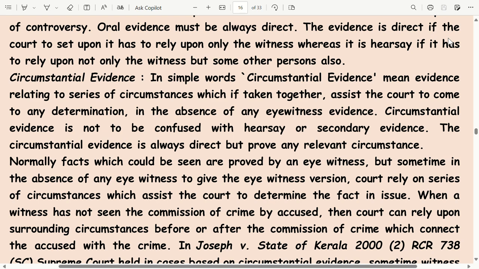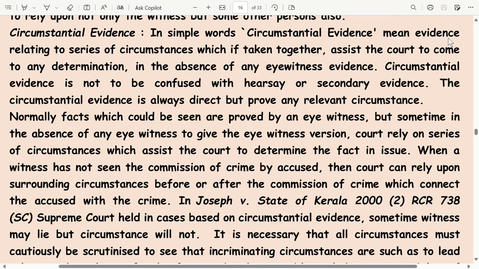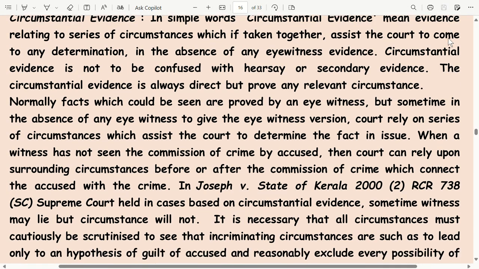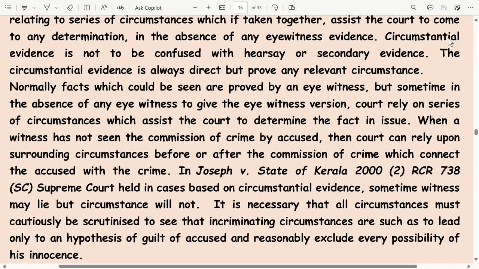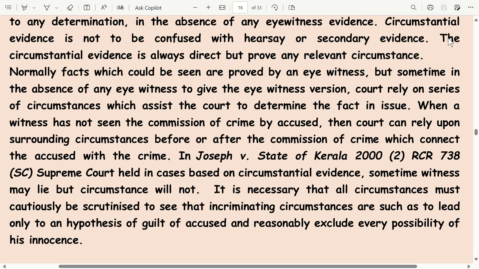In Joseph versus State of Kerala, 2002 RCR 738, the Supreme Court held in cases based on circumstantial evidence: sometimes a witness may lie, but circumstances will not. It is necessary that all circumstances must be cautiously scrutinized to see that the incriminating circumstances are such as to lead only to a hypothesis of guilt of the accused and reasonably exclude every possibility of his innocence.